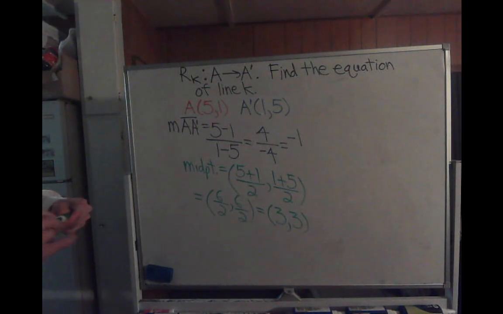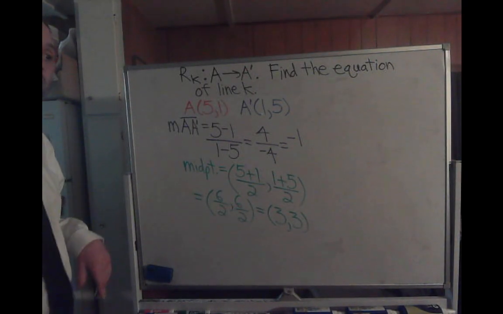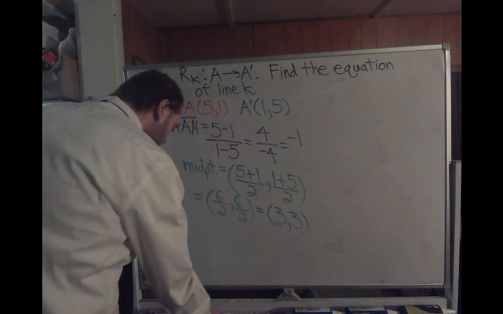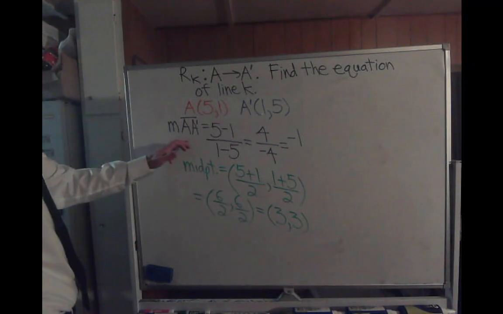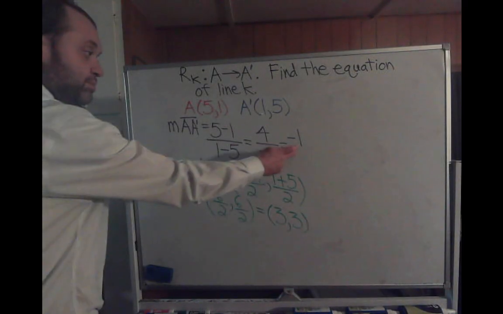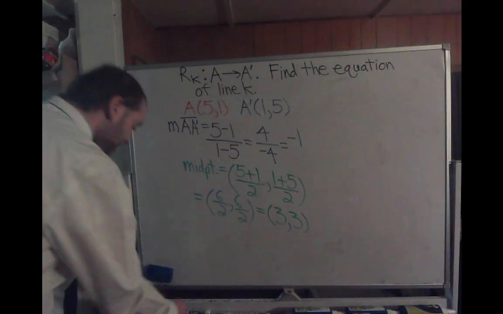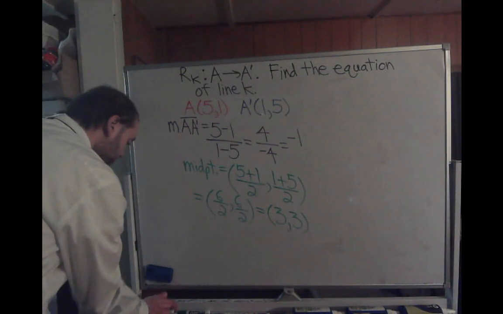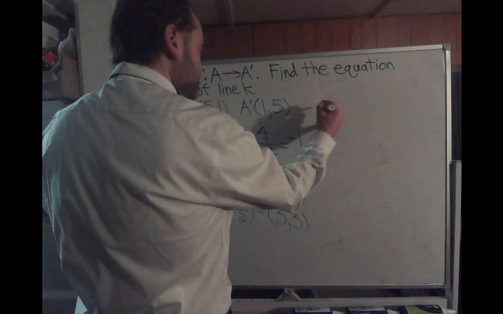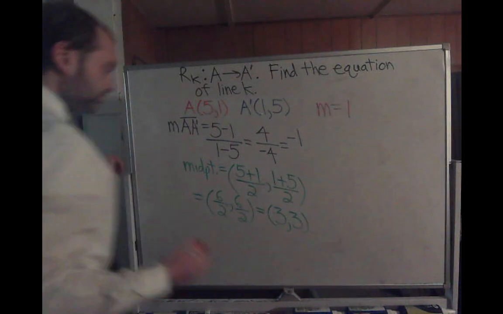So now we need to find the perpendicular bisector. What would be the slope of the perpendicular bisector for the line segment? In other words, what's the negative reciprocal of negative 1? Wouldn't that be positive 1? The negative reciprocal of negative 1 would give you positive 1. So the slope of the perpendicular bisector would end up being 1.